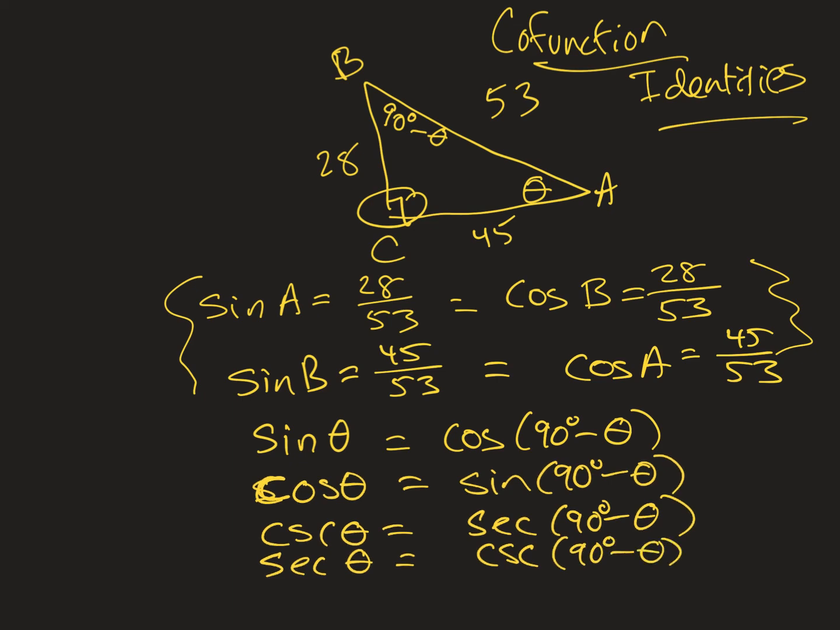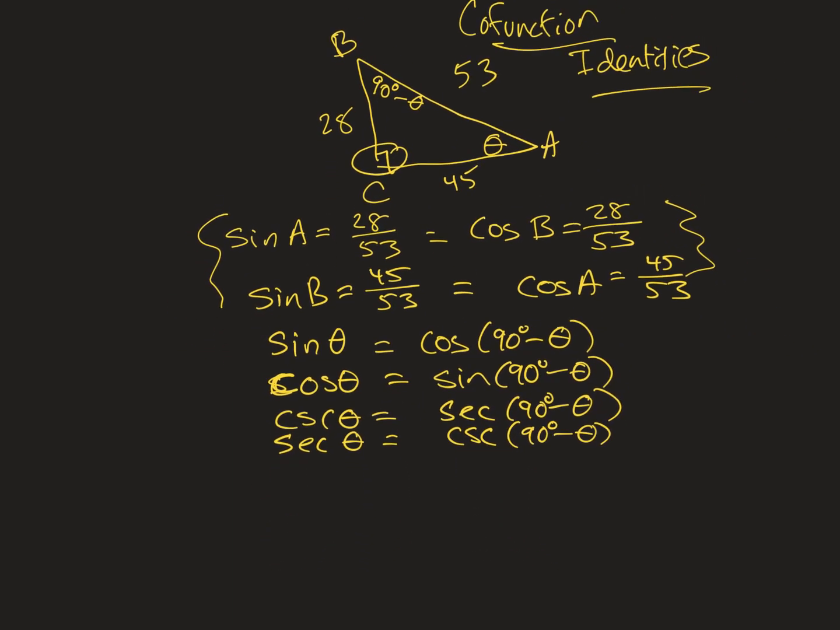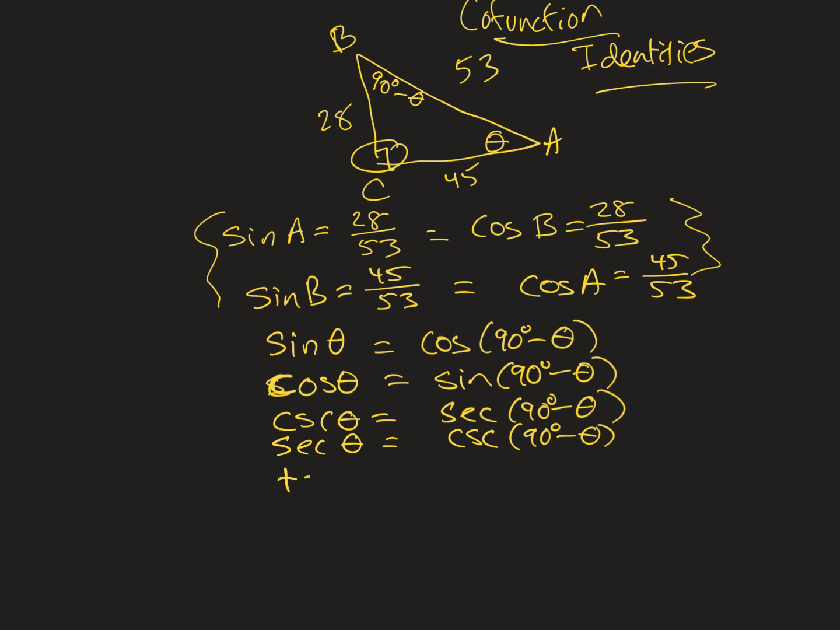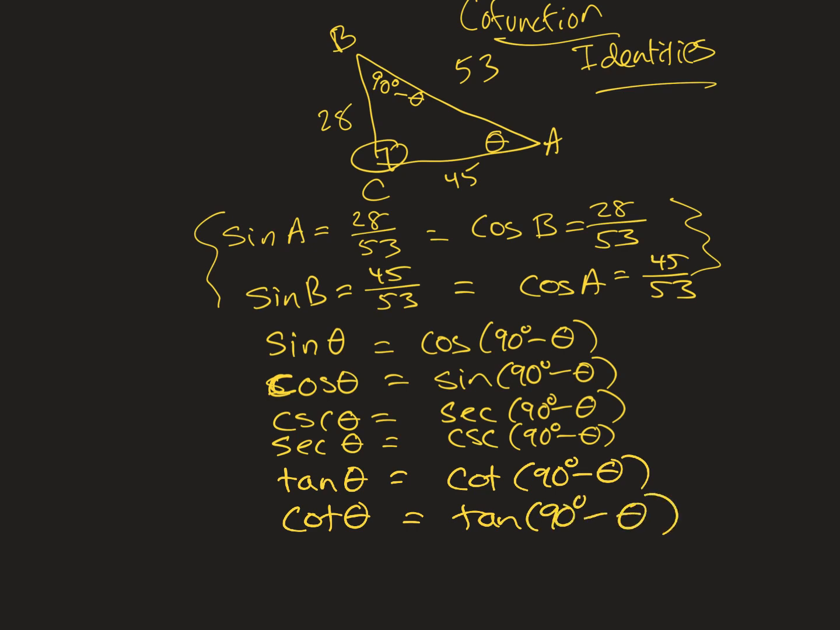The final grouping of cofunction identities are tangent and cotangent. So tangent of an angle equals cotangent of 90 minus the angle, and cotangent of an angle equals tangent of 90 minus the angle. All right, and again, there's not much we've done with this so far.